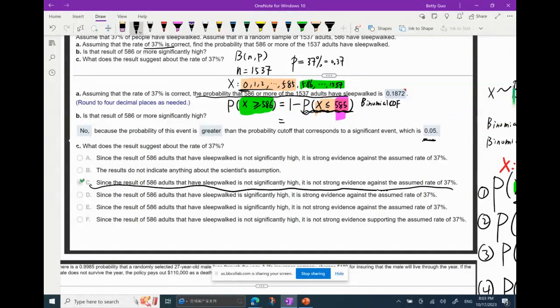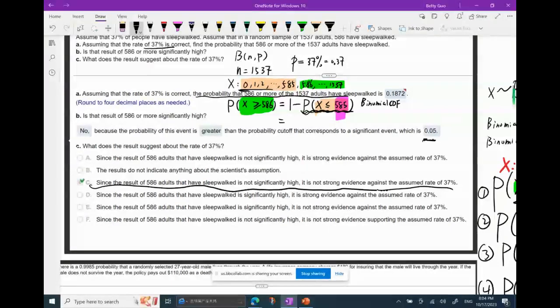So if you collect your sample, you did the trial, and your result ends up with a rare event happening, that is something statistically significant. So that means that something went wrong, right? What went wrong? If your process is correct, nothing wrong with the process, that means something is wrong with your assumption. So you have some evidence to challenge your assumption.